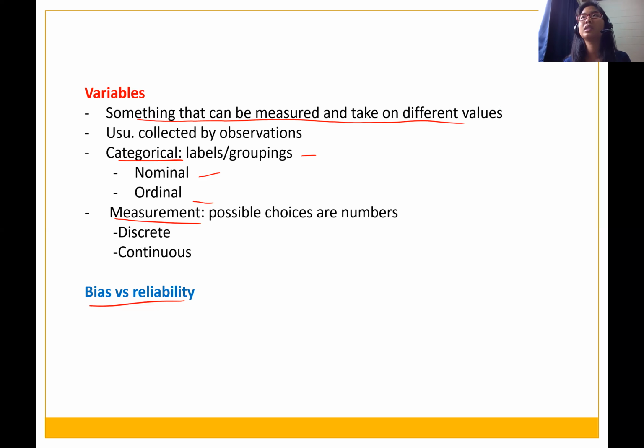This is because you assume that you just take 10 seconds and it can represent 60 seconds. That is where usually we have the unreliable method. On the other hand, you can have a biased but reliable method.